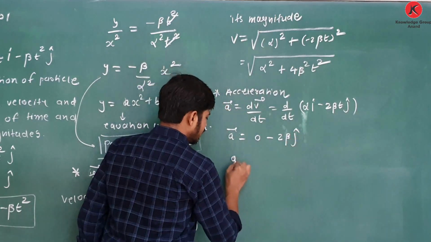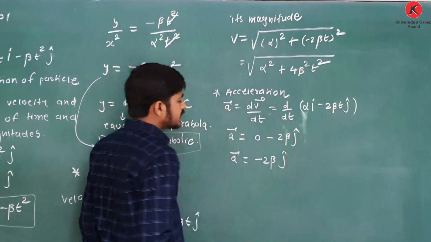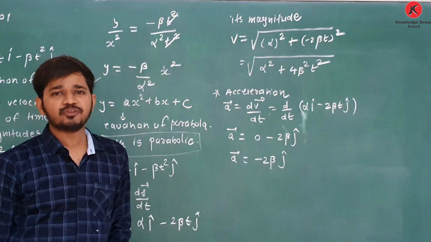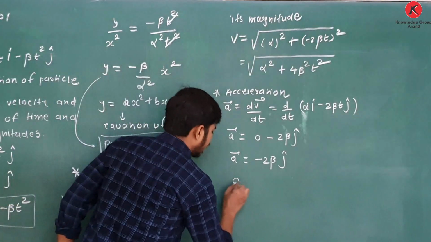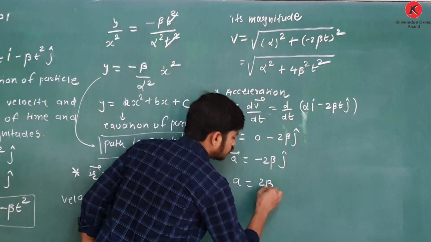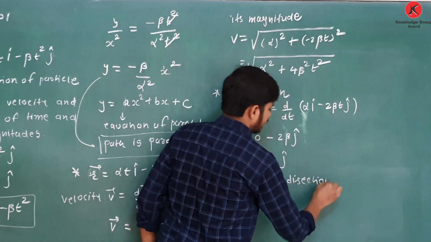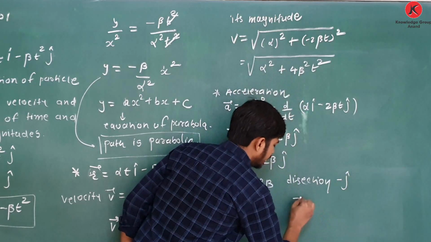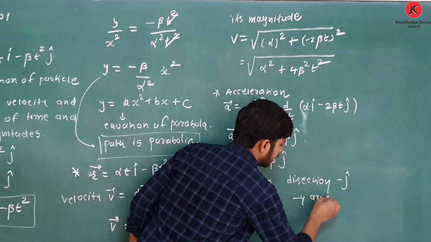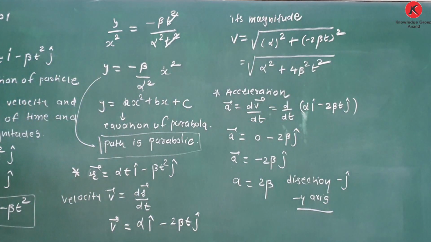So we can write A is equal to minus 2 beta j. Here it is easy to find its magnitude because it is only in one direction. So its magnitude A is equal to 2 beta, while its direction is minus j, which means in the negative y axis. Clear about this?